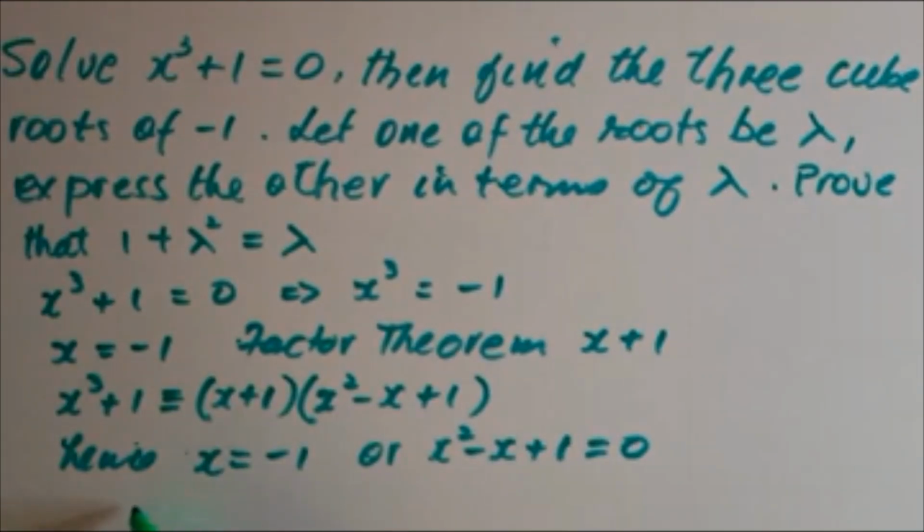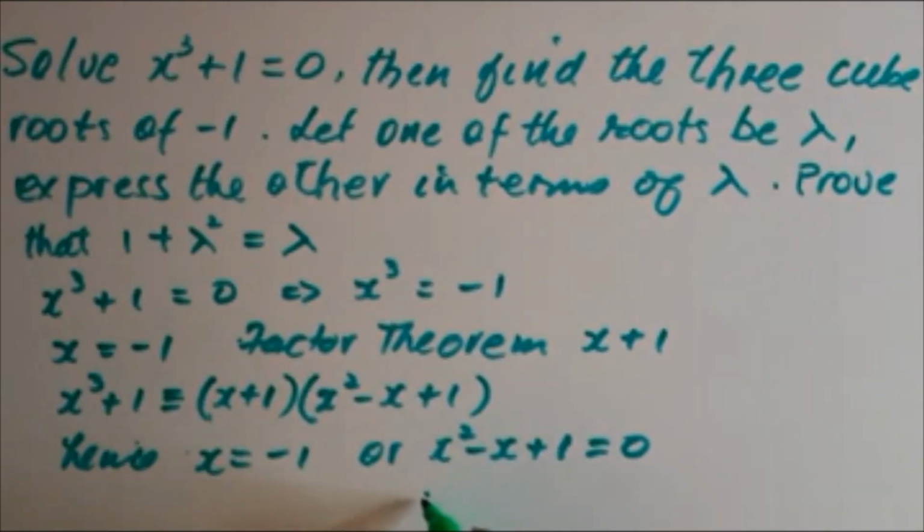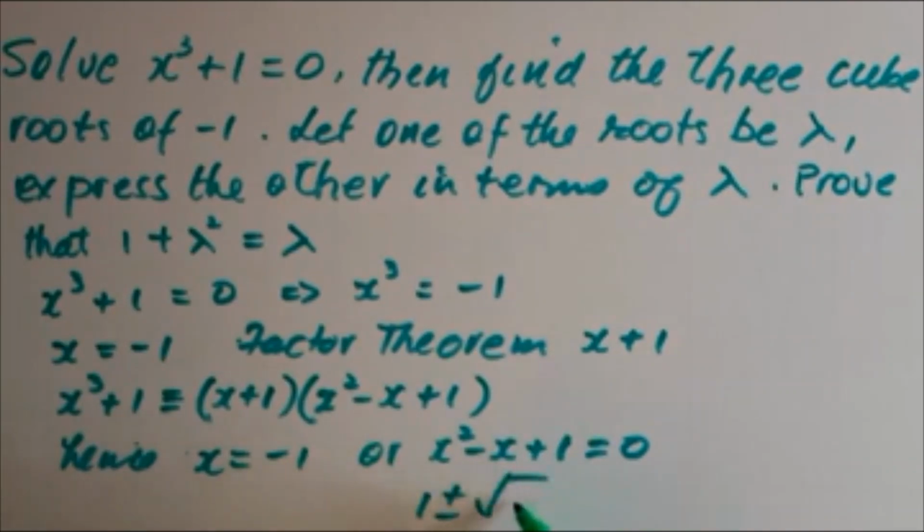For this part we'll use the quadratic formula, and we have negative b, the coefficient of x, which is 1, plus or minus the square root of 1 minus 4, all divided by 2.